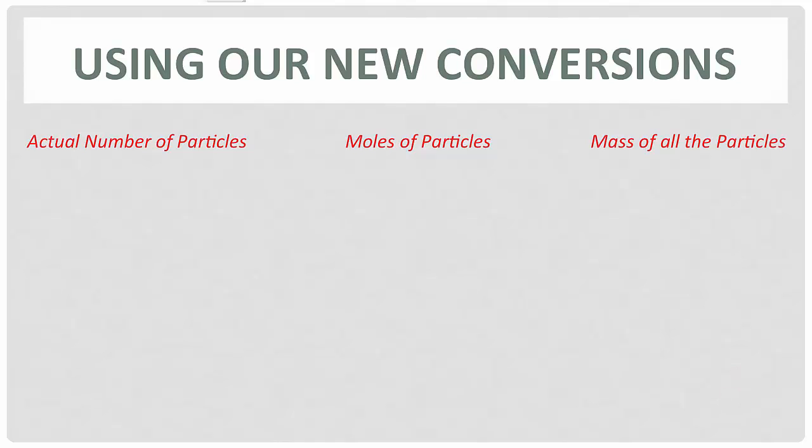All right, so what we're really going to be doing then is we have this ability now to go between the actual number of particles and the moles of particles, or vice versa. And we do that by realizing that what converts them from one to the other is Avogadro's number. And then we can also go between moles of particles and the mass of particles just by looking at the periodic table and getting the atomic mass or the molecular mass.